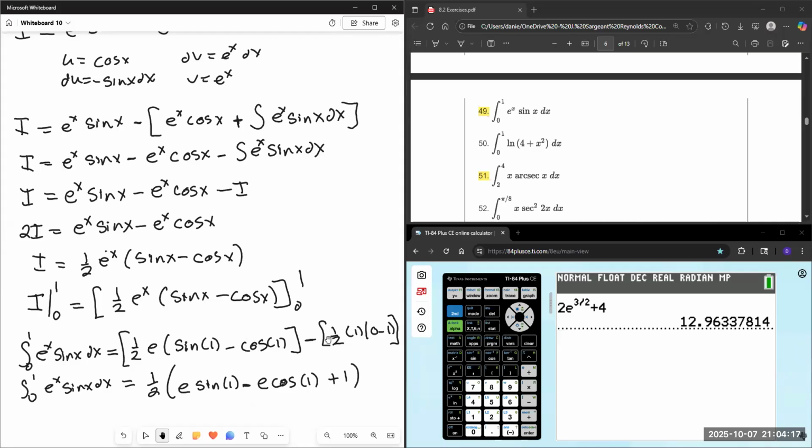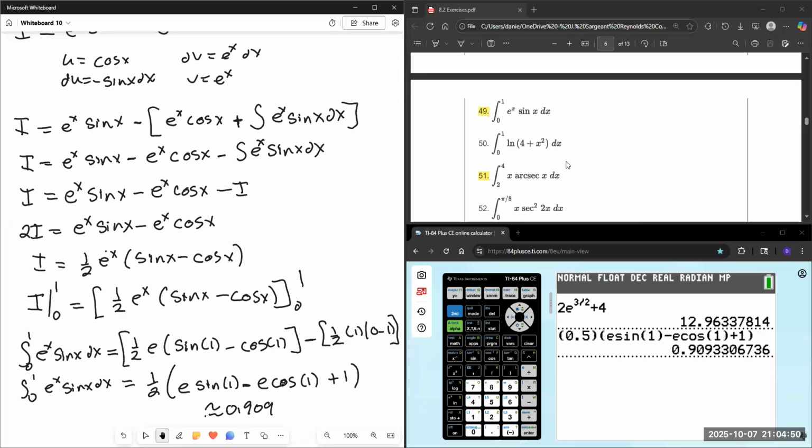And 1/2 comes out of everything. So this is 0.5 times e sine of 1 minus e cosine of 1 plus 1, which is approximately 0.909.